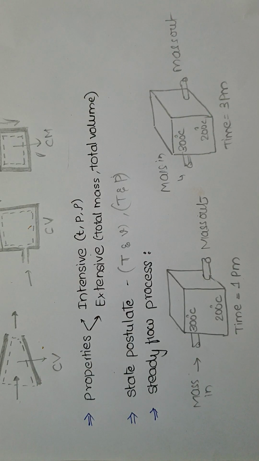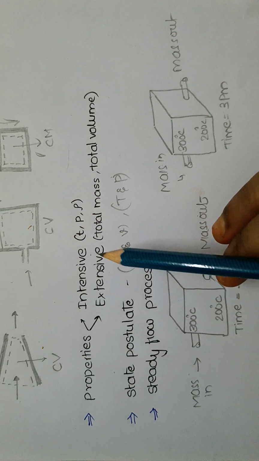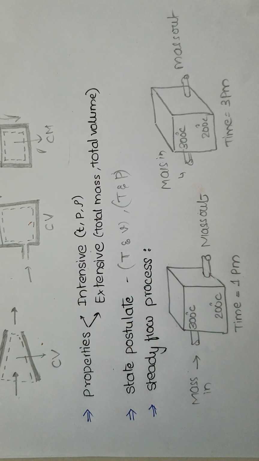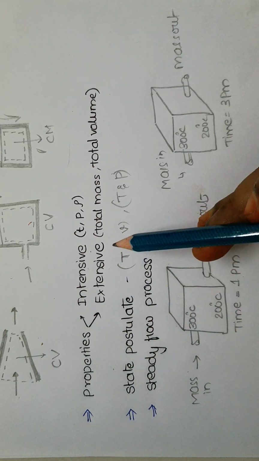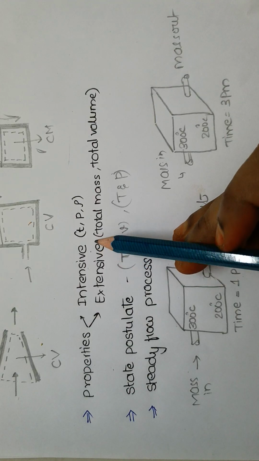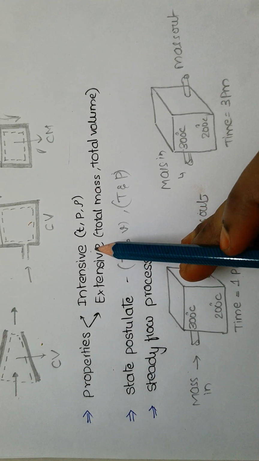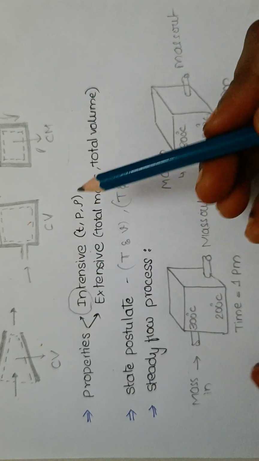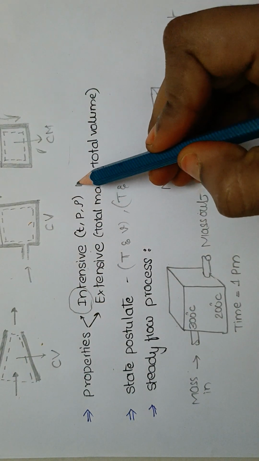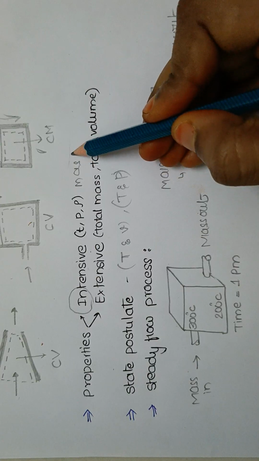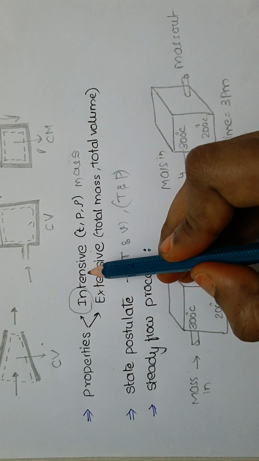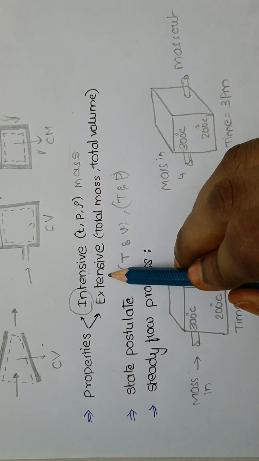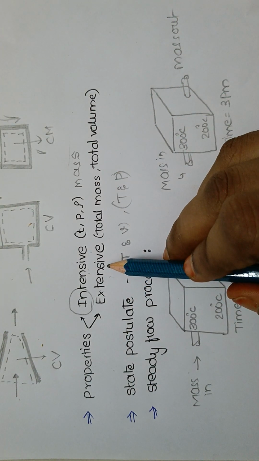And the next thing is properties. Properties are of two types: intensive properties and extensive properties. In order to remember simply, intensive properties are those which are independent of mass. Intensive, independent, you can remember it like that. Those which are independent of mass are intensive properties. The properties that are dependent on mass are extensive properties.